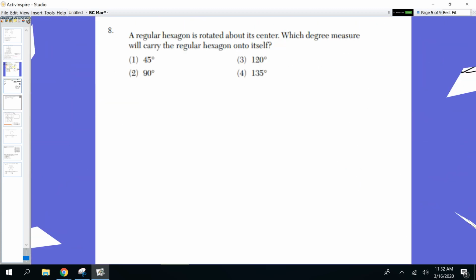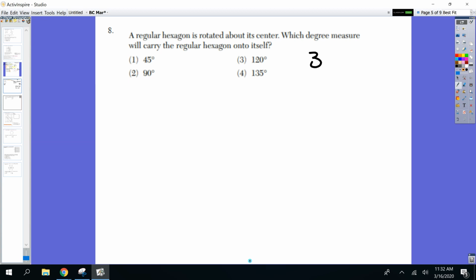Okay, now going off of that, let's say I have a regular hexagon I rotate about its center. Which degree measure will carry the regular hexagon onto itself? So I have, again, 360 all the way around. Hexagon, how many vertices? 6. So every time I go 60 degrees, it will carry it onto itself. We got an issue, though. There's only 4 choices, and 60 is not one of them.